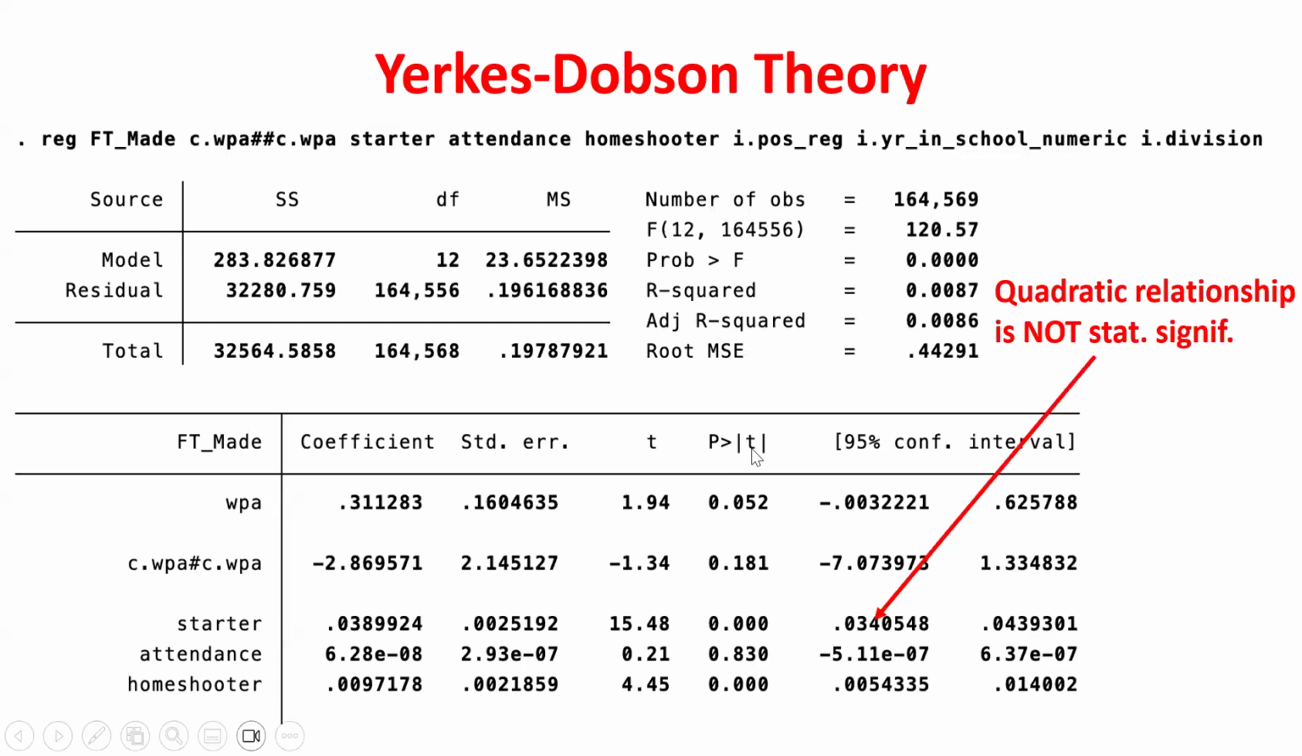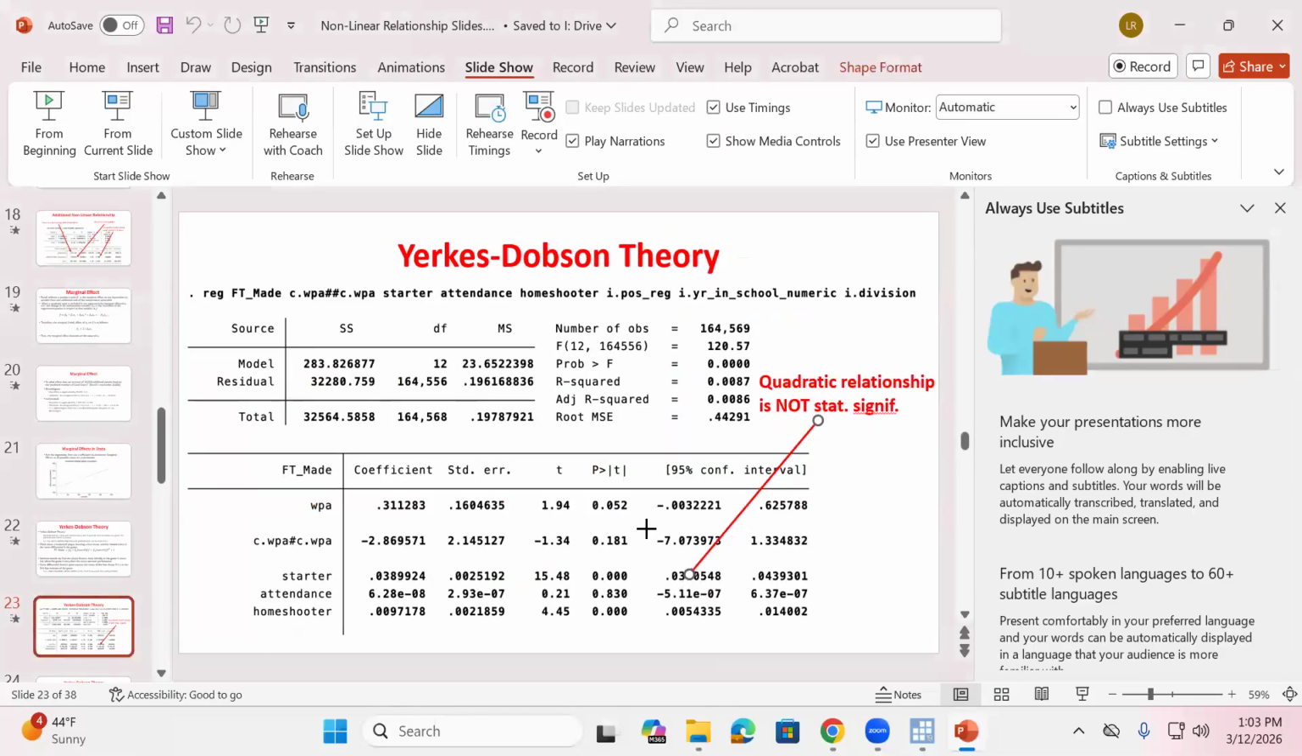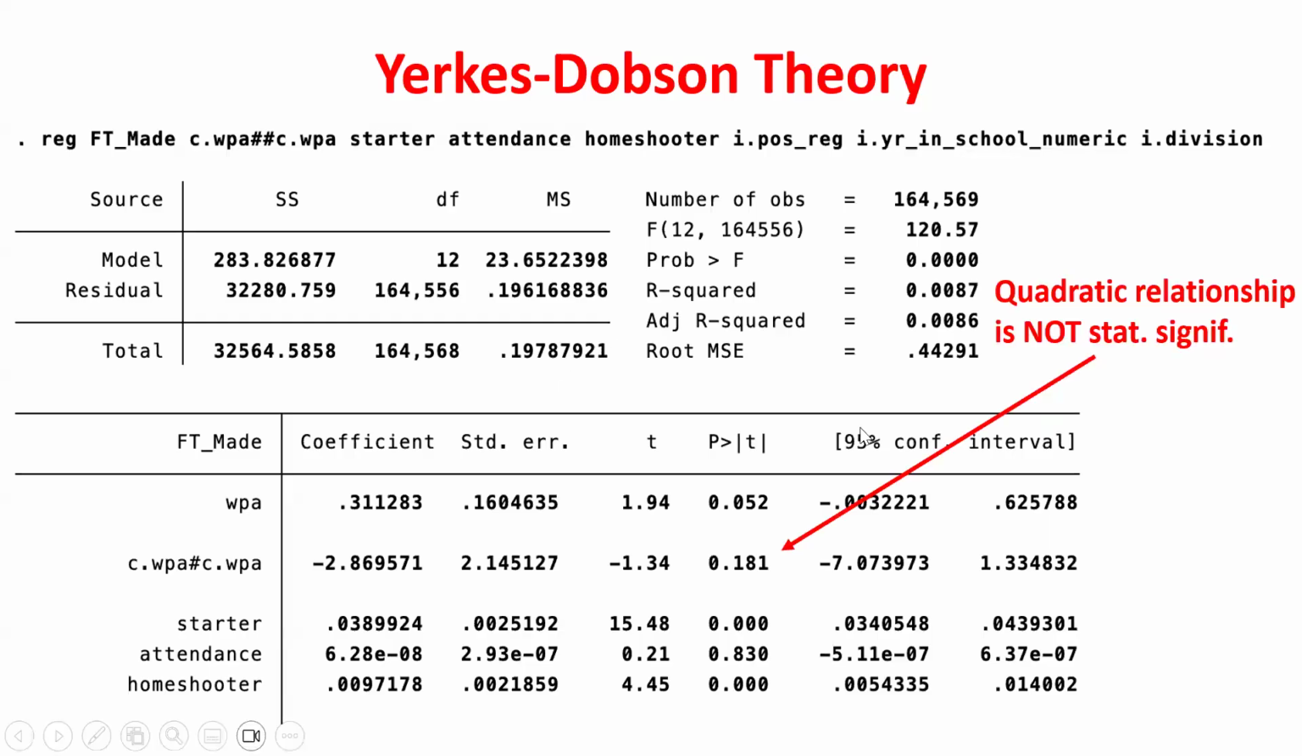Oh, my slide's a little bit off here. I must have a different version because I was looking right here. All right. So it looks like the squared term doesn't have a statistically significant relationship. So before we even think about turning points, does this squared term actually matter? Not at any statistically significant levels.